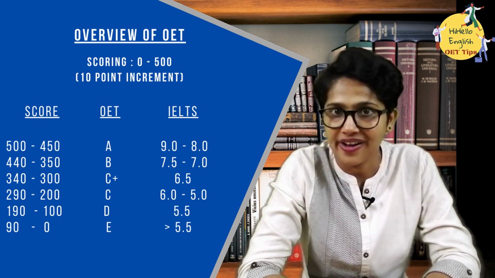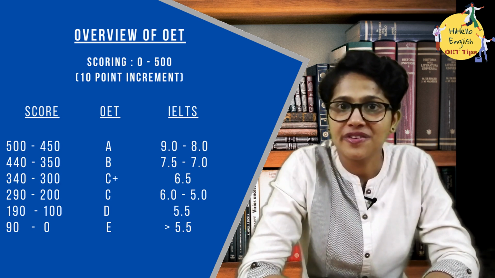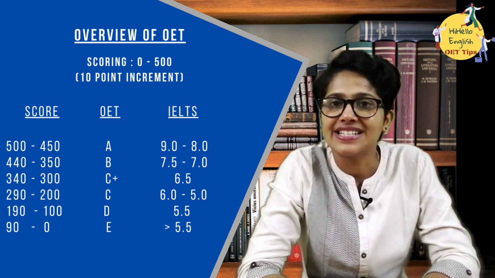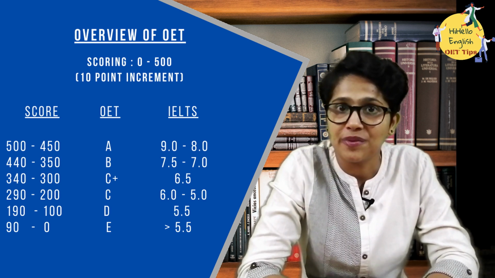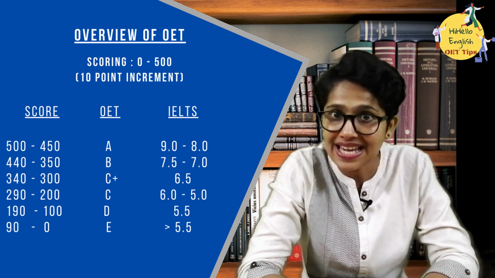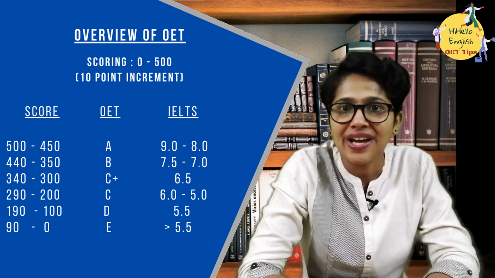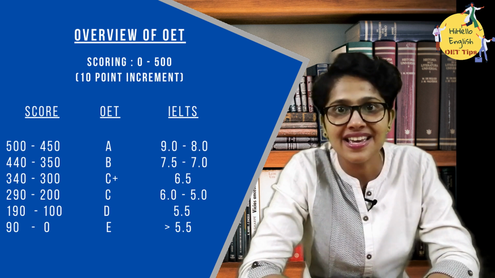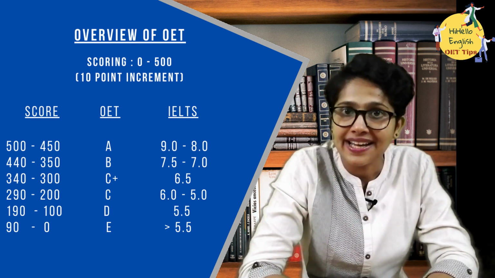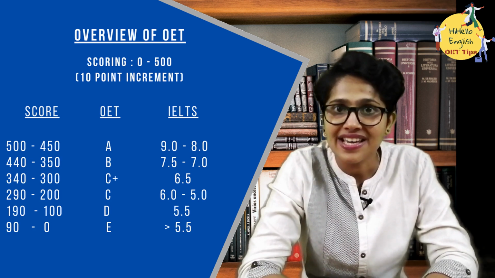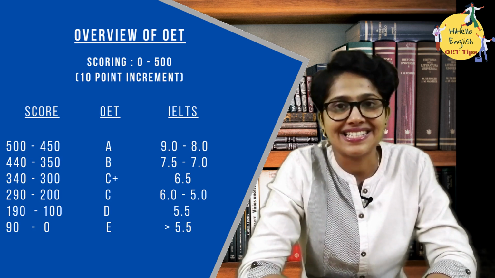Now the scoring. The scoring of OET is between 0 to 500. If you get a score between 500 and 450, it is A grade. And if you get a score between 450 to 350, it is B. 340 to 300, it is C+, 290 to 200, it is C, and 190 to 100, it is D, and below 90, it is E. And you need to get a B score for all modules to be on the safe side.